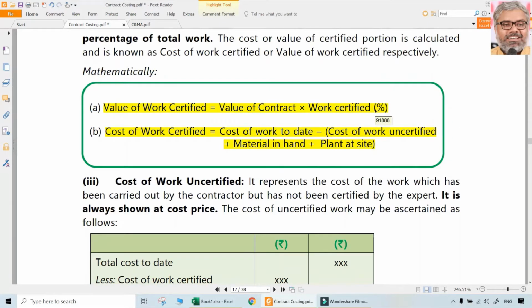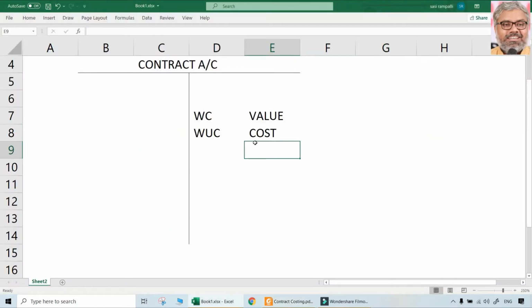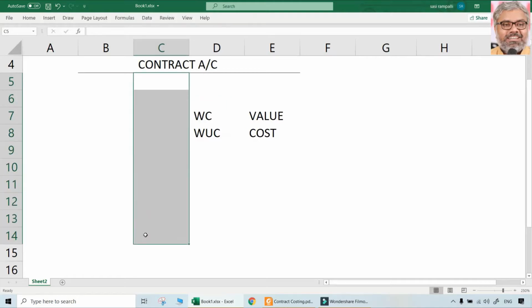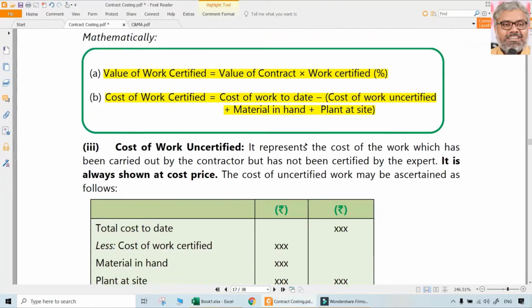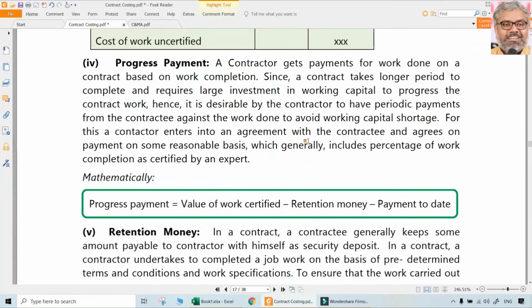So both are the same. The equation is the same. When you get the cost of work certified, you can get the cost of work uncertified also. But usually we will not get the cost of work certified or uncertified. You will get the actual cost incurred, which is cost incurred to date. Minus the cost of work certified, and minus the materials at site and plant at site, we get the cost of work uncertified. That is how they can be found out.